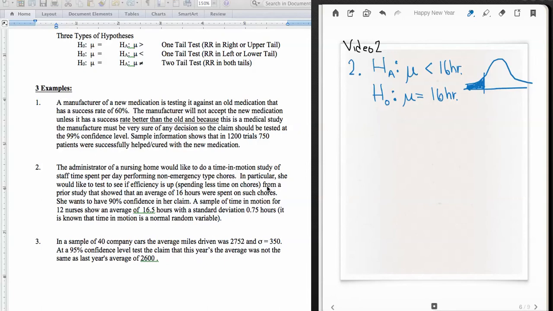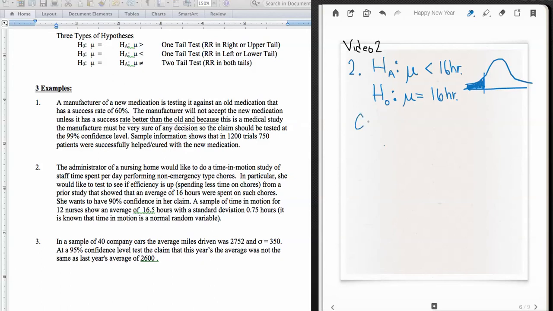In particular, she would like to test to see if efficiency is up. That means spending less time on chores, by the way. And testing whether efficiency is up is what formed our alternative hypothesis. She wanted to see if the efficiency was up, meaning time was down, from a prior study that showed that the average was 16 hours spent on chores. So she wants to use a 90% confidence level in testing her claim.